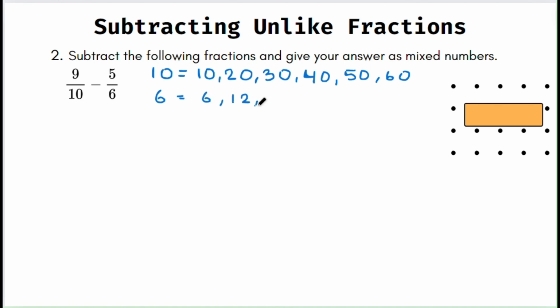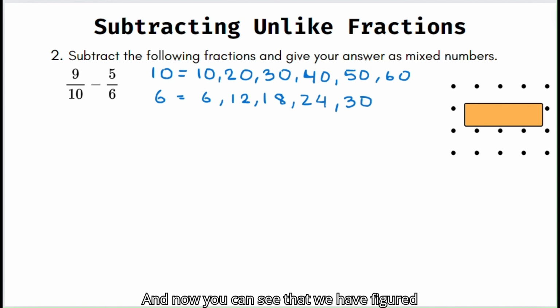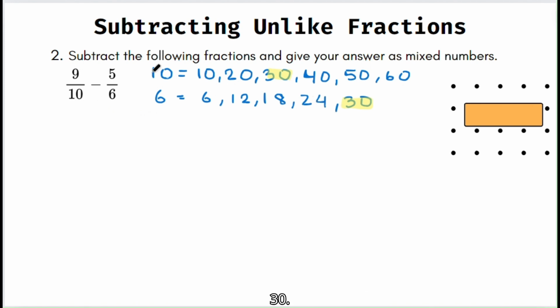6, 12, 18, 24, 30, and now you can see that we have figured out our first common multiple, which is 30. And 30 is also going to be our least common multiple because this is our first number which was common in both 10 and 6. So our LCM for 10 and 6 is going to be 30.